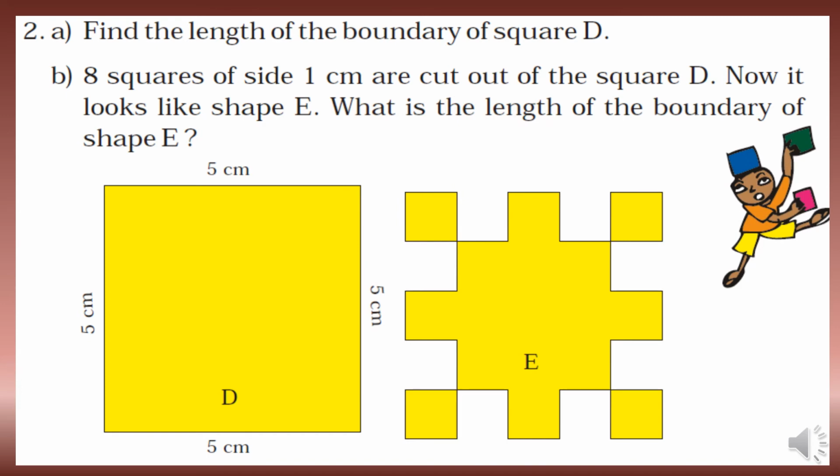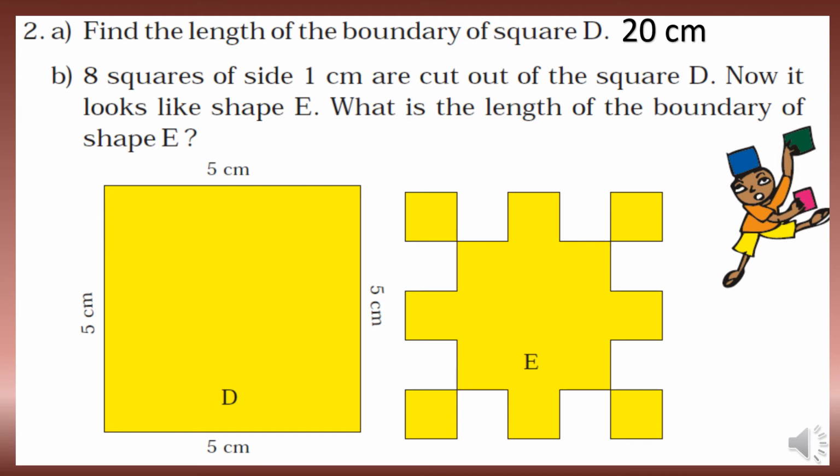So question number 2a, find the length of the boundary of square D. So here you can see D, 5 centimeter from each side. So 5 fours are 20. As there are 4 sides, we can write it as 5 into 4, 20 centimeter.